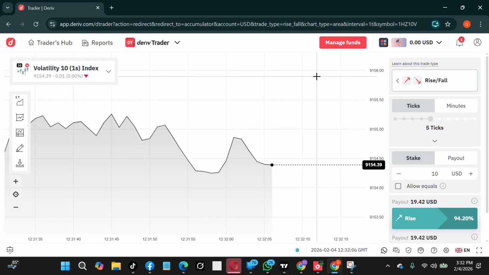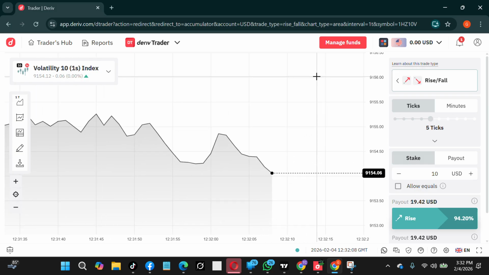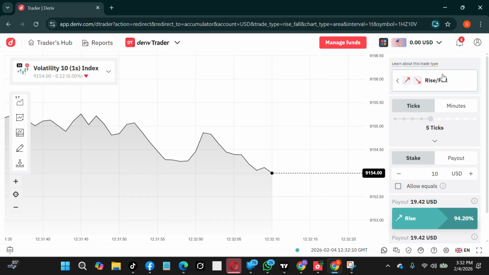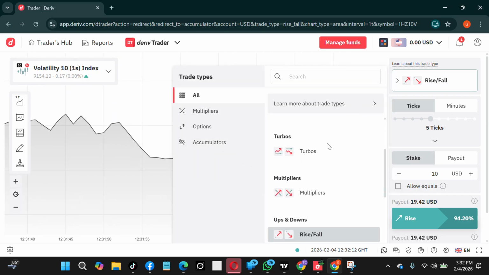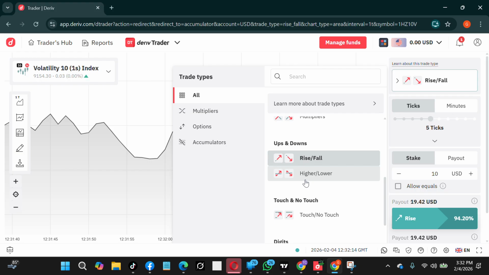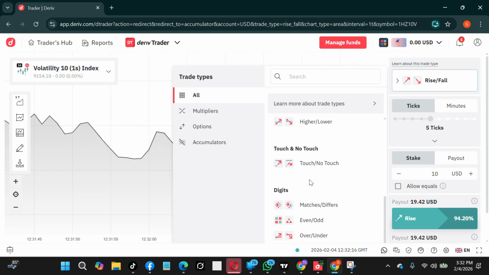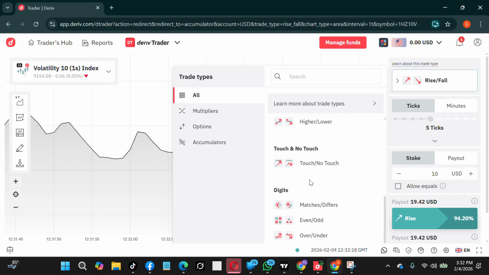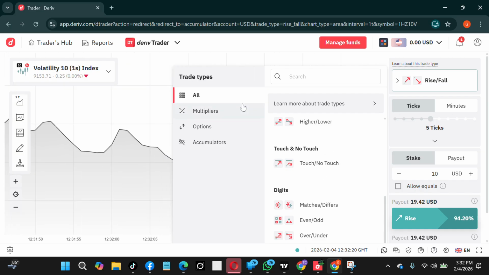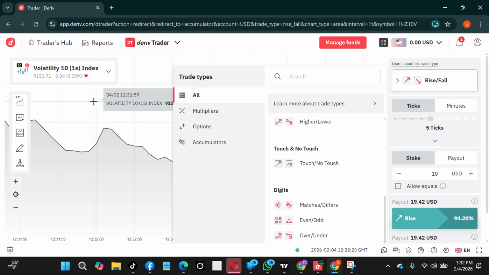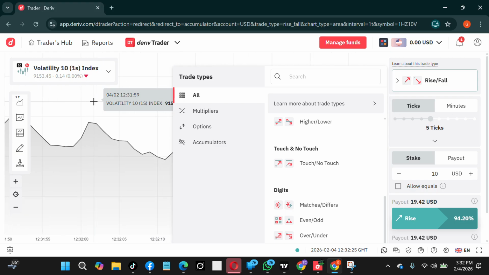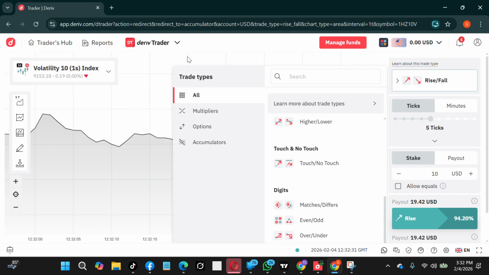Make sure you follow up to the end, and make sure you don't miss any part, because in the next part I'll be talking about these trade types and how we predict them. How we normally predict the rise and fall, the matches differ, the even odd, how they work, and then we'll be proceeding day by day. So the first day, I think I've cleared the first basics. Make sure you understand those basics so that we proceed to the next point.